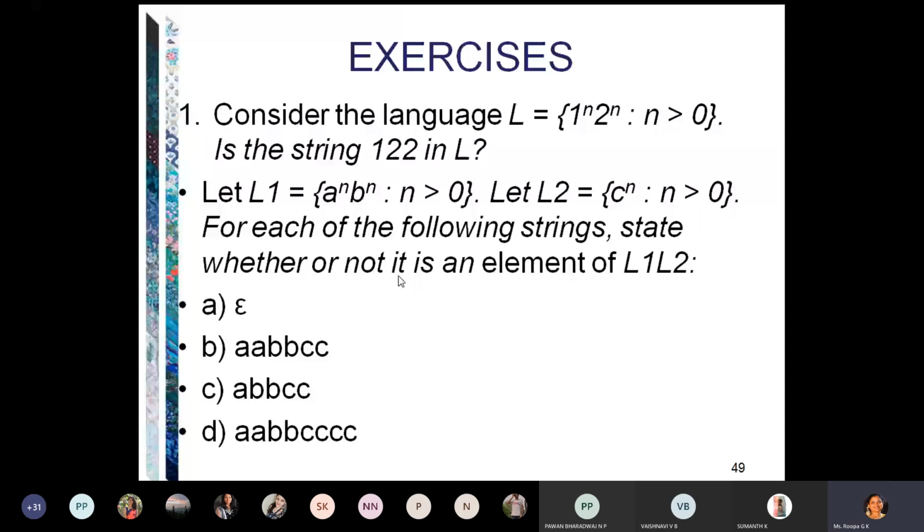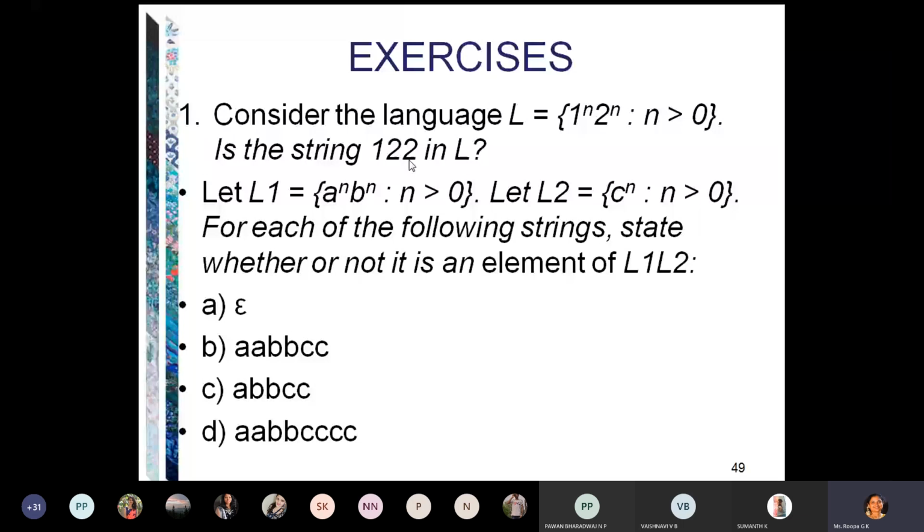Rashmita K, can you answer me? 1 power n and 2 power n. Means number of ones and number of twos are the same. The string 1 2, is it having the same number of ones and twos? No. So it is not there in the language.